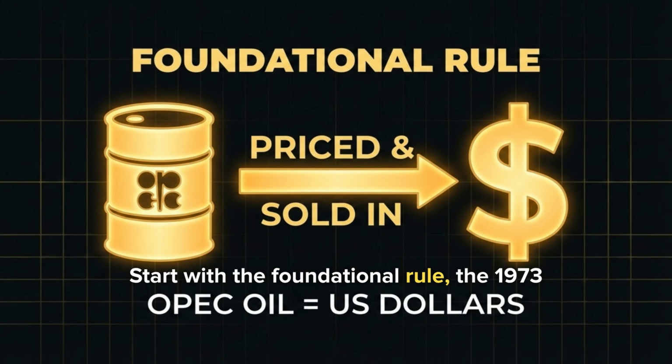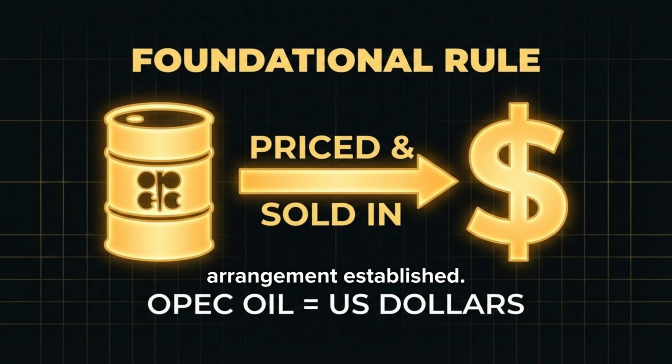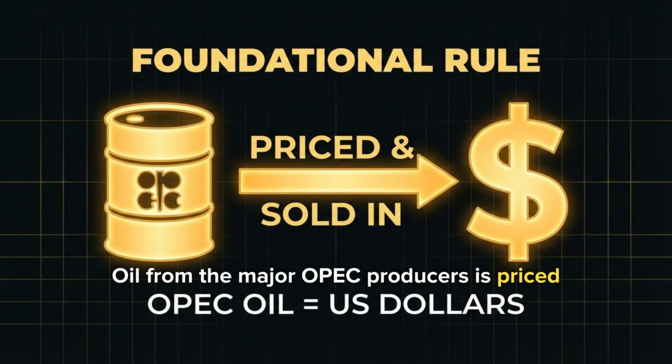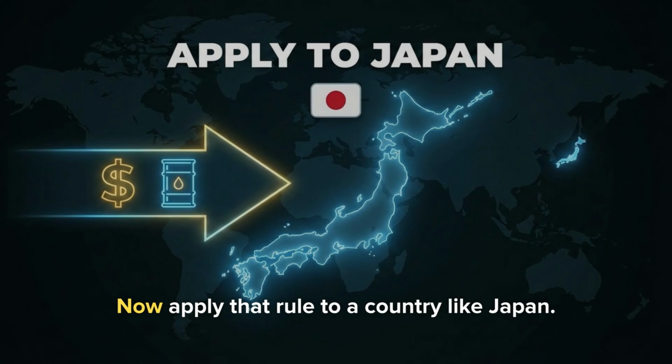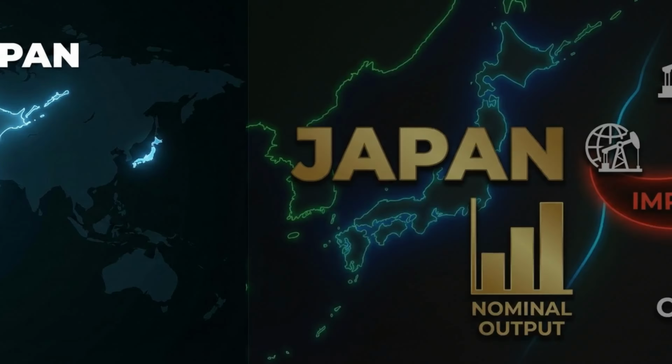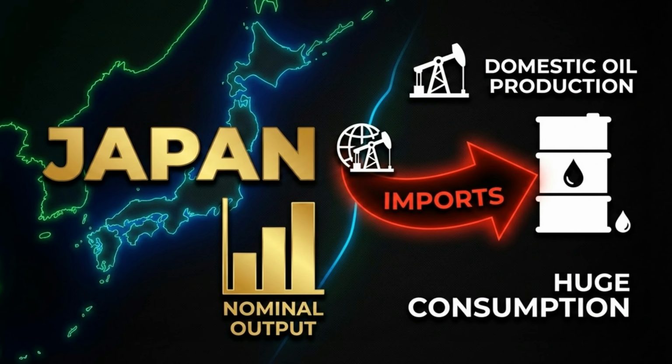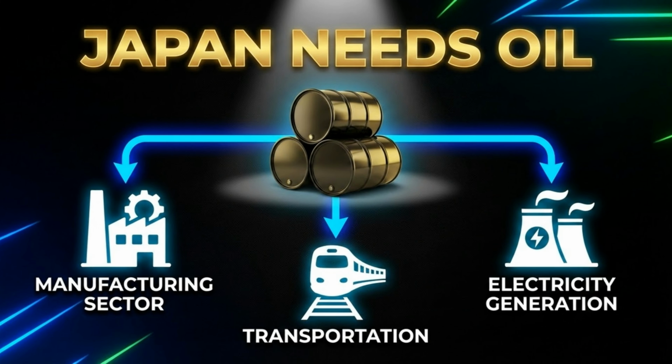Start with the foundational rule the 1973 arrangement established. Oil from the major OPEC producers is priced and sold in US dollars. Now apply that rule to a country like Japan. Japan is among the world's largest economies by nominal output, and it imports almost all of the oil it consumes domestically. Its domestic oil production is negligible relative to its consumption requirements. To run its manufacturing sector, its transportation infrastructure, its electricity generation in oil-dependent facilities, and to produce the petrochemical inputs for its industrial base, Japan needs oil, constantly, in large volumes.